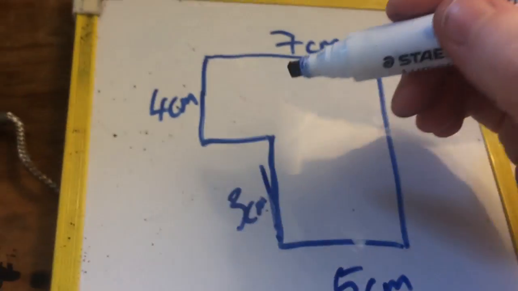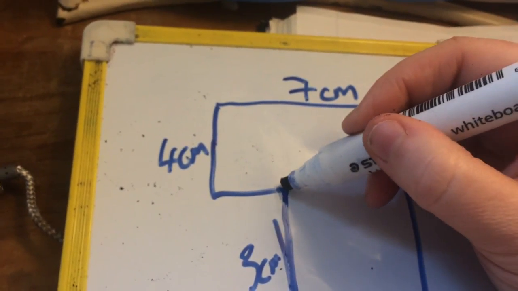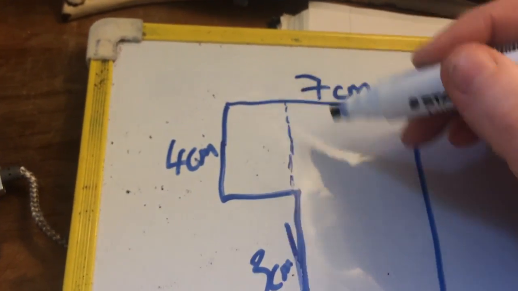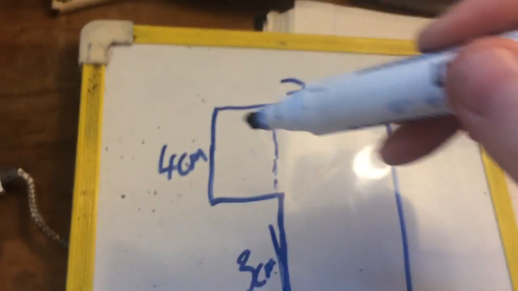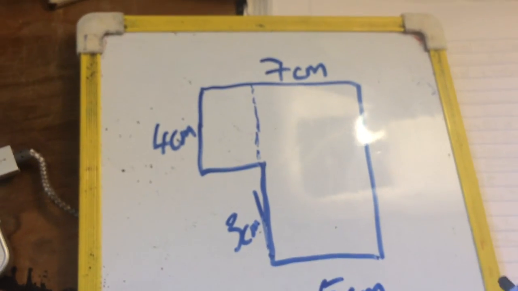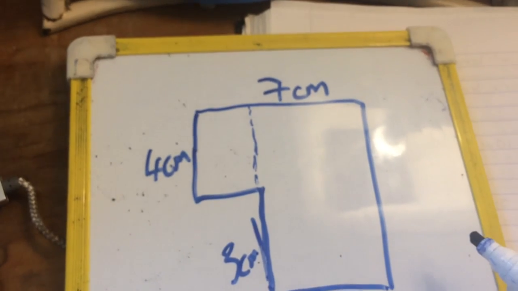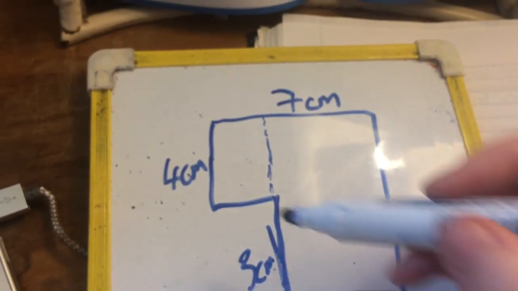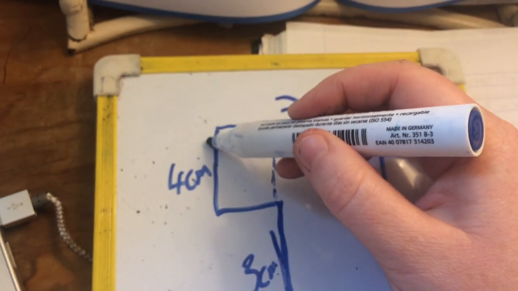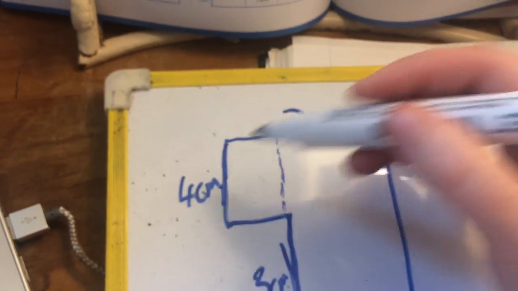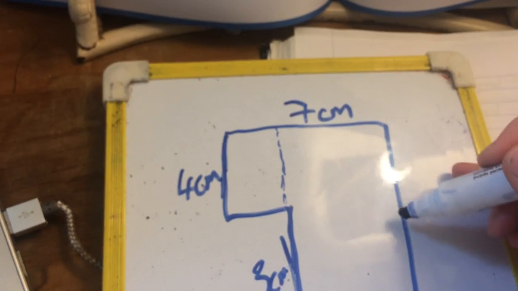So the first thing we're going to do is break it into 2 regular shapes. So here's a regular shape. So now we have 2 rectangles. We have this rectangle and we have that rectangle. Okay. So the first thing then we're going to calculate is possibly the length of this one. So we've got the length here, and we're going to work out the length of this one.